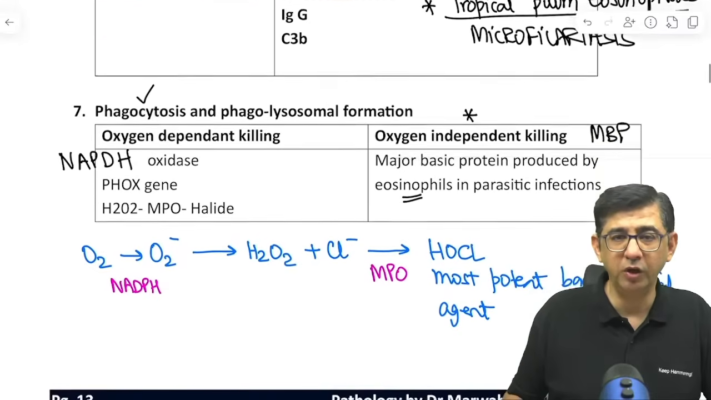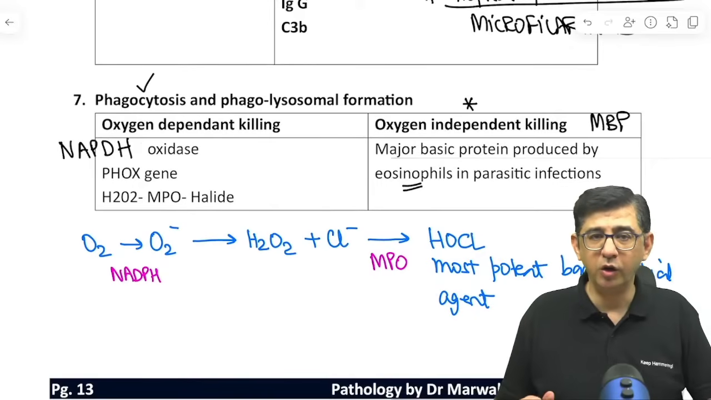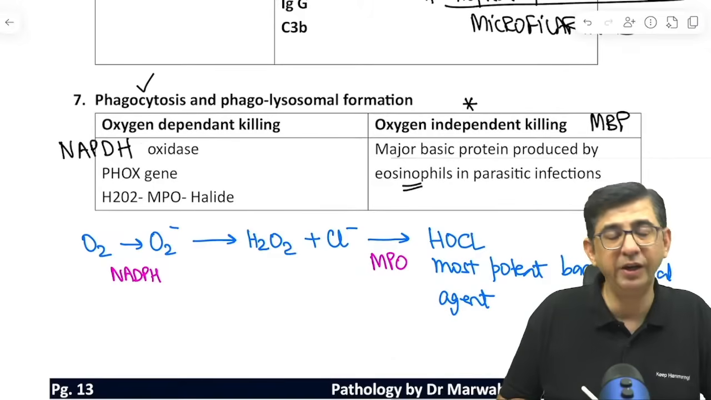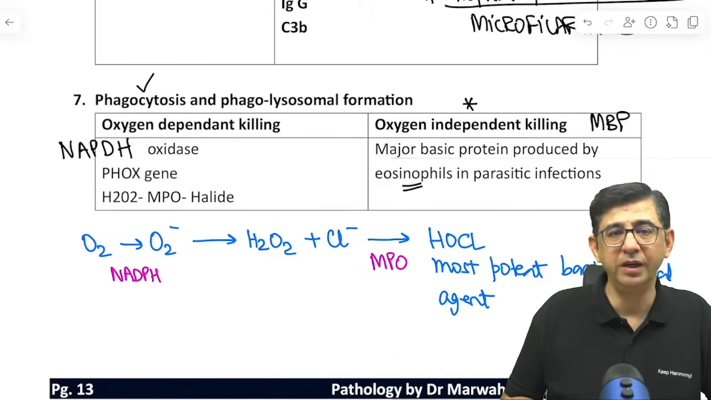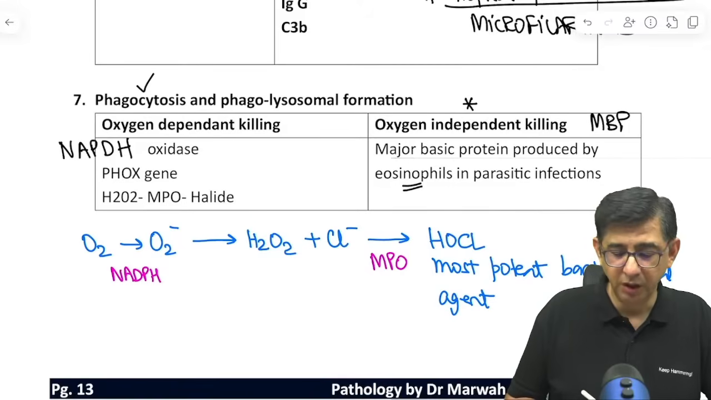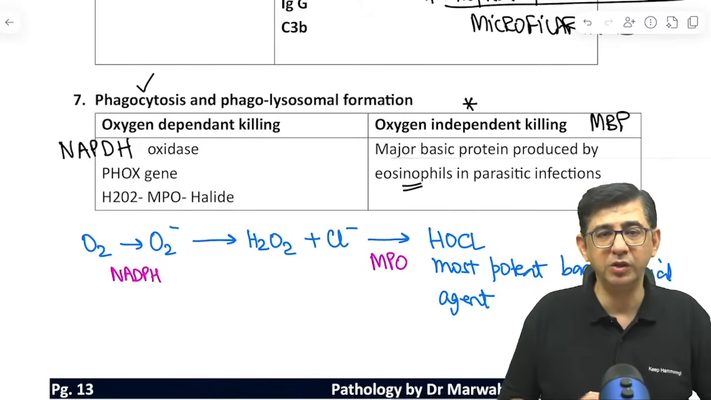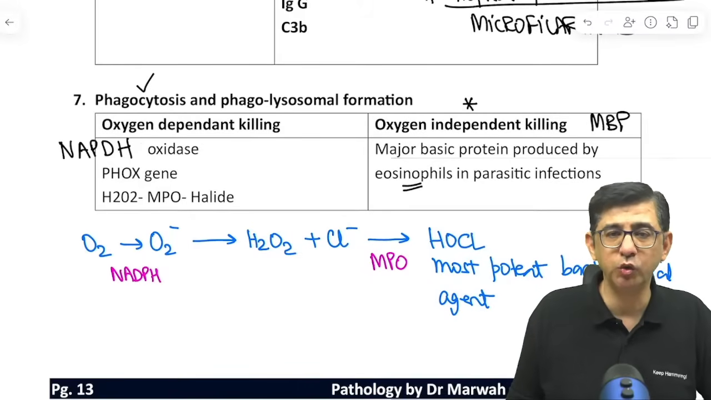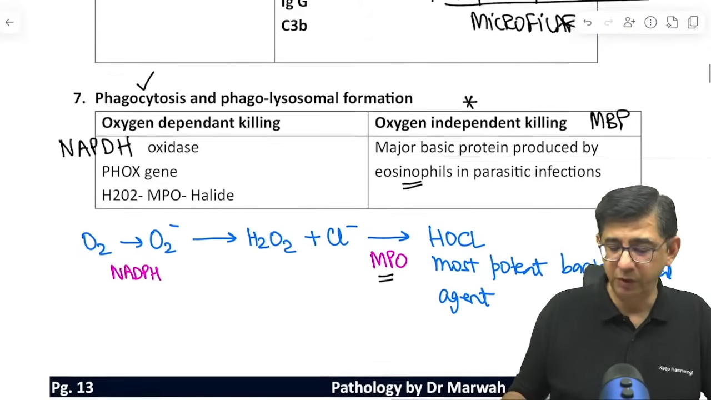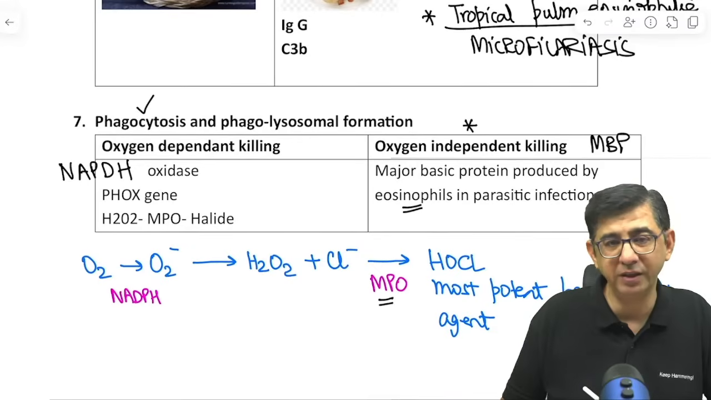But now we will talk about the steps of NADPH oxidase based oxygen dependent killing, where the steps would be: first, oxygen would be converted into superoxide radical. For that superoxide radical, it is NADPH that would be responsible. Then subsequently superoxide will be converted into hydrogen peroxide, and then hydrogen peroxide will combine with chloride to form HOCl with the help of this enzyme called myeloperoxidase, and this will be the most potent bactericidal agent that is being generated.